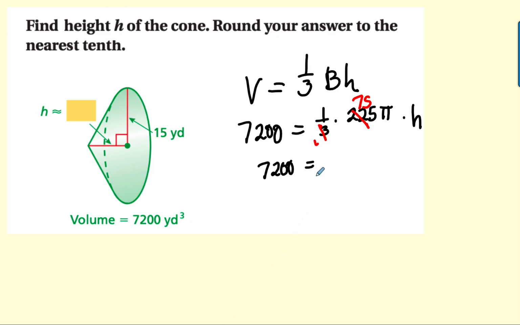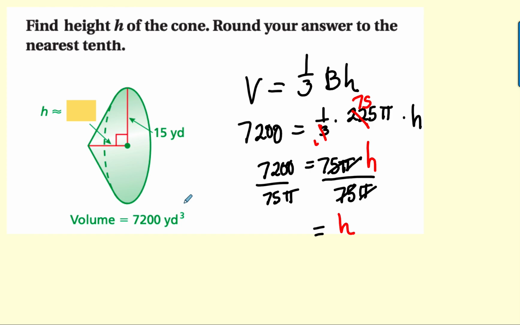So now we have 75 pi and we're looking for our h, which means we have to divide both sides by 75 pi. Again, make sure you are using your fraction template so that the calculator knows the pi has to go in the denominator. This is 7,200 divided by 75 pi. And I'm getting 30.6, and this will be labeled yards. It's a linear measurement.